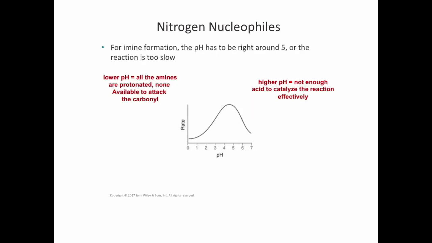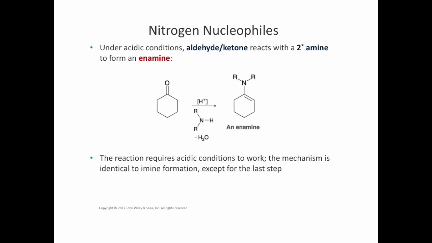For imine formation, the pH has to be right around 5 or the reaction is too slow. If you have a higher pH, there's not enough acid to catalyze the reaction, and if you have a lower pH, all of the amine would be protonated and none would be available to act as a nucleophile to attack the carbonyl. If you react an aldehyde or a ketone with a secondary amine, you get what's called an enamine.